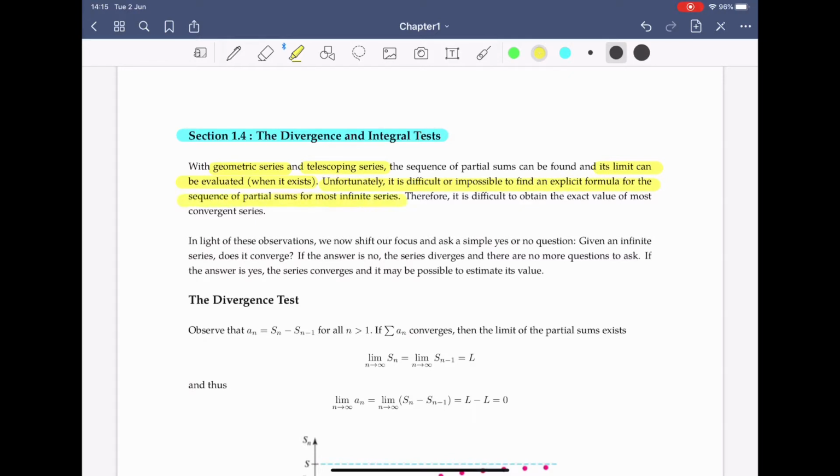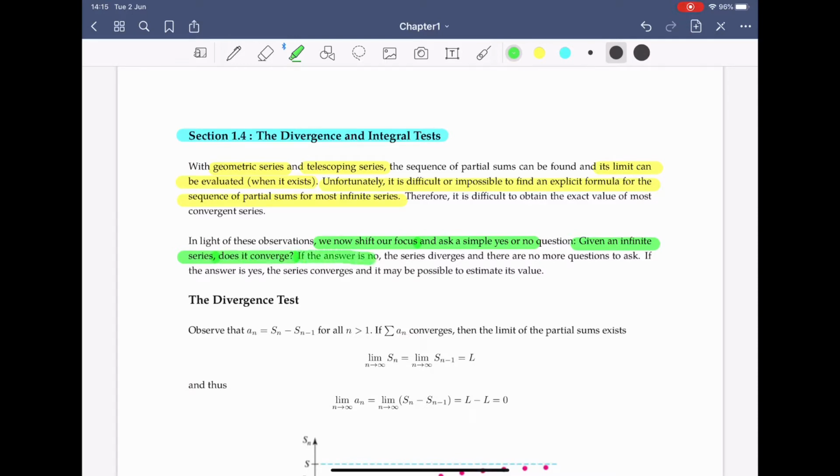Well, in that case, we will not give up. We're just going to change our focus from computing its limit to just checking whether the series is convergent or not. So to sum up, from now on, we are going to ask a simple question, yes or no. Given an infinite series, does it converge?